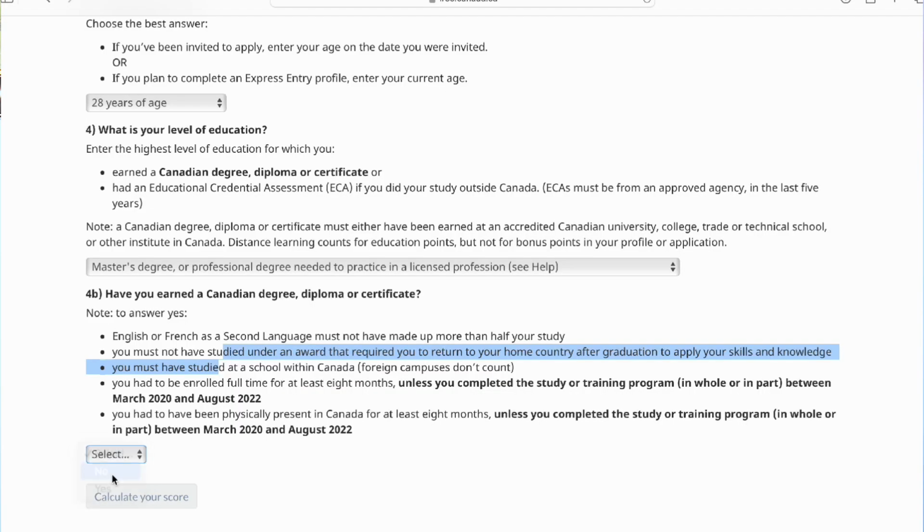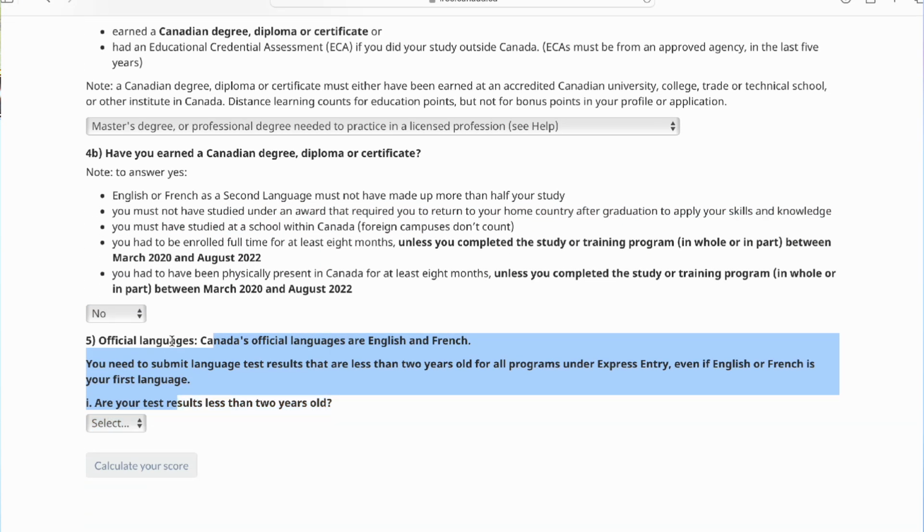You get it. So the next question is, have you earned a Canadian degree, diploma, or certificate? Which is no, I have not earned it. This is why I talked about people that are actually schooling here. You can say yes if you have earned a diploma or certificate here. But at the time we were applying, I didn't have one.